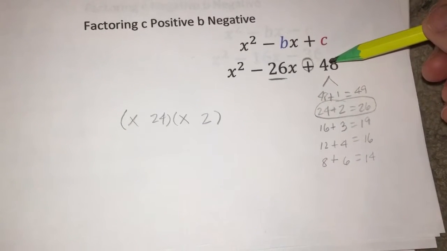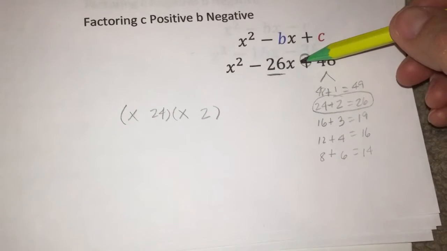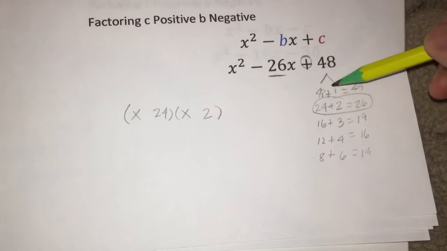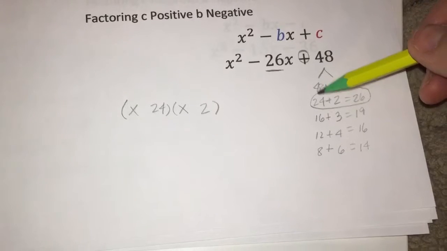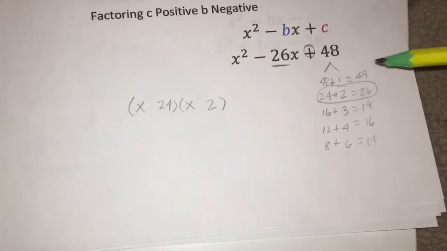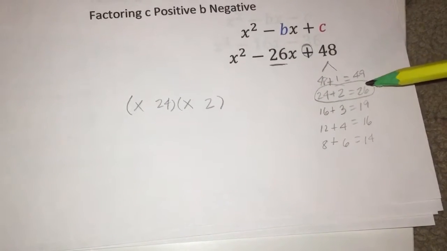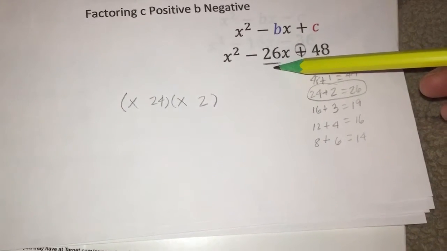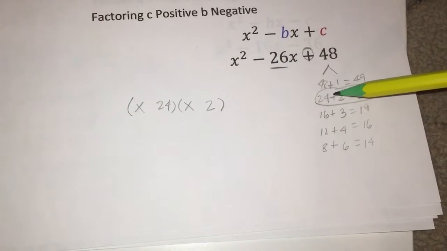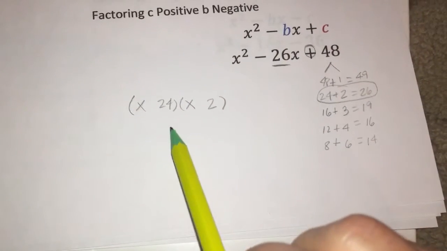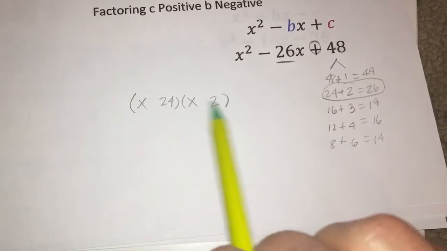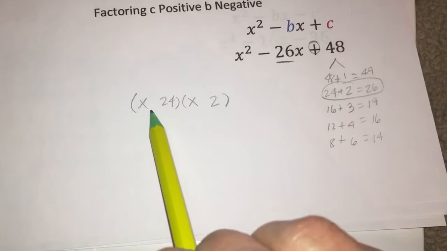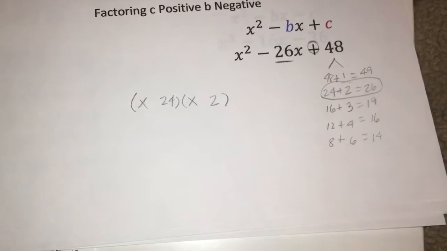So once again, we factored the C term. We used the sign immediately preceding the C term, which in this case is a positive, and we used that to run the operations on all of the factors. Once we've done that, we find which pair of factors gives us the B term, which in this case is 26. And we found that it was 24 and 2. I then put those into factored form with the 24 and the 2, which leaves us our last step, to figure out which signs go in the parentheses.